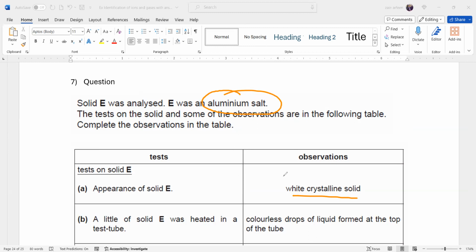So there is no transition element, because if it is a white compound, there is no transition element. If it's a colored compound, even black, we'll say there's a transition element. So white shows that there is no transition element.